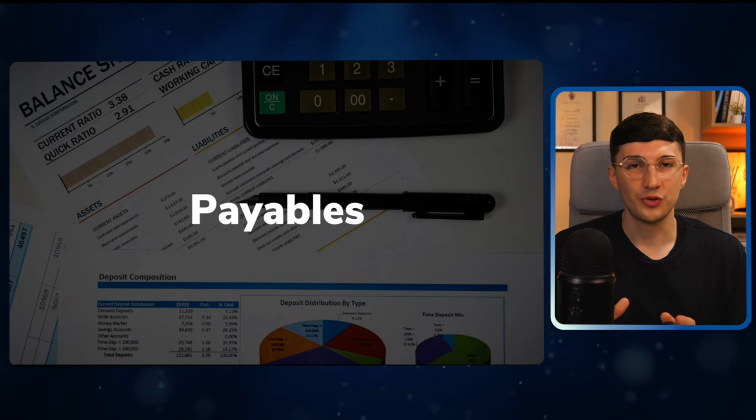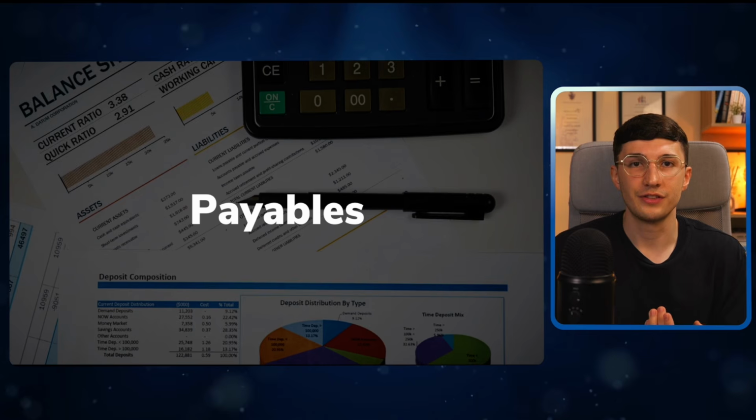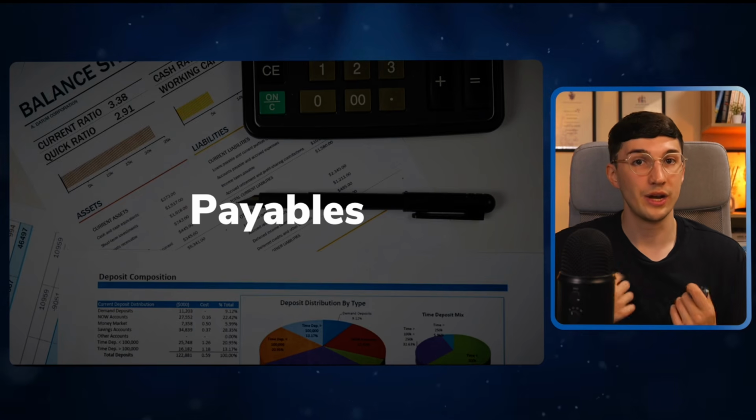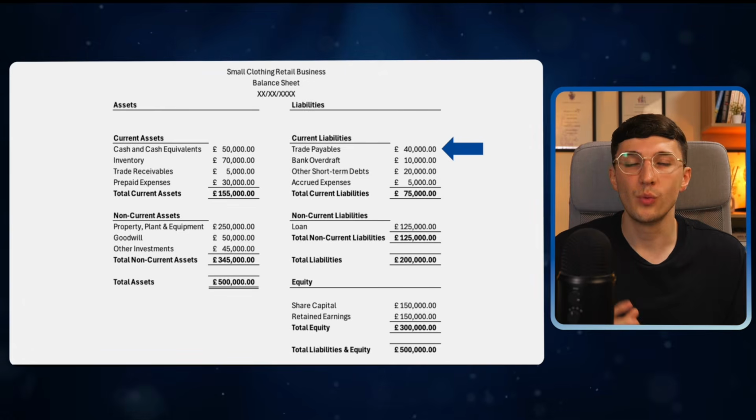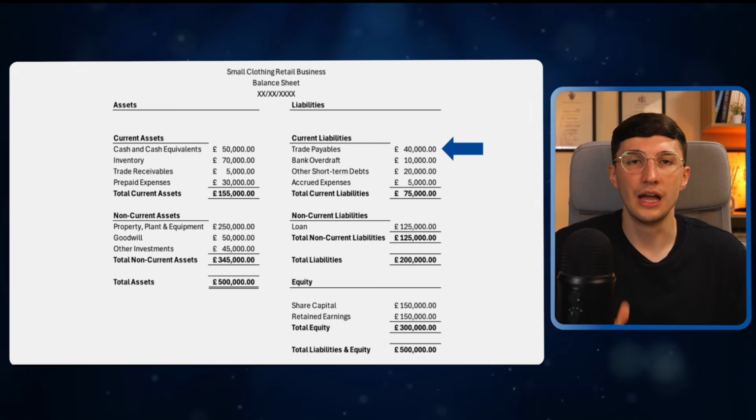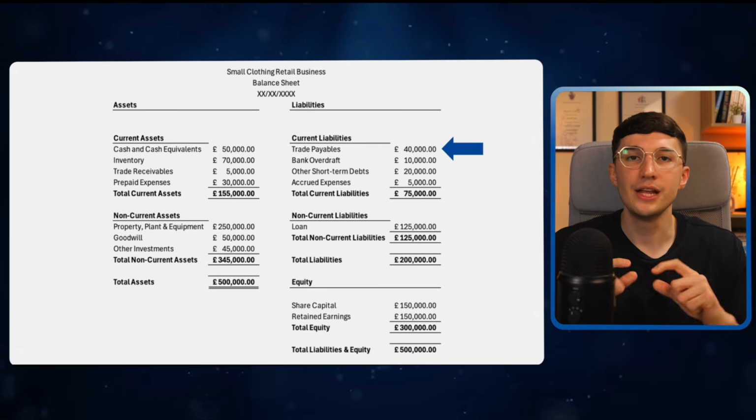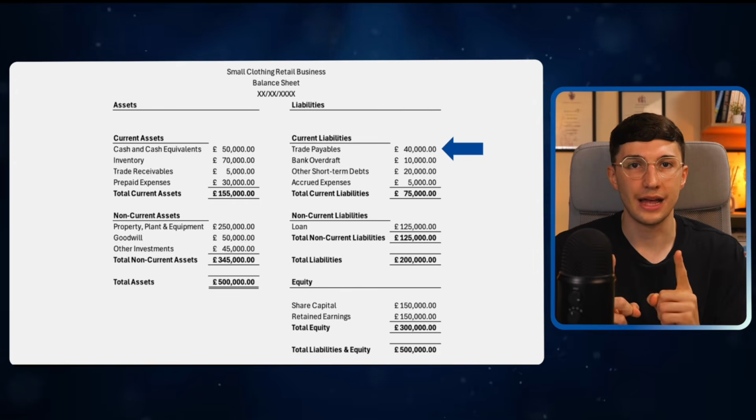And now we'll take a look at trade payables. It's a fairly similar concept, but instead of receiving the money, we're now paying it. Now, a trade payable will come under our current liabilities. Now, a current liability, it's the money that the business owes within the next 12 months.